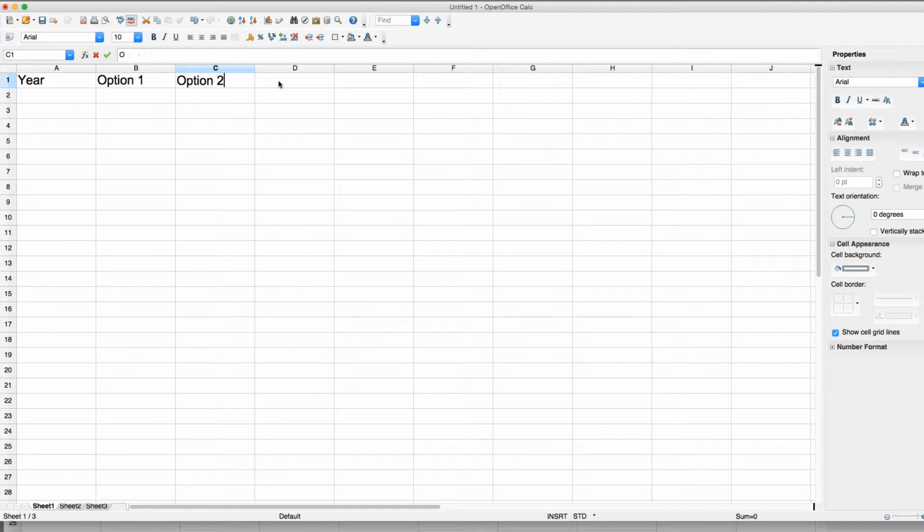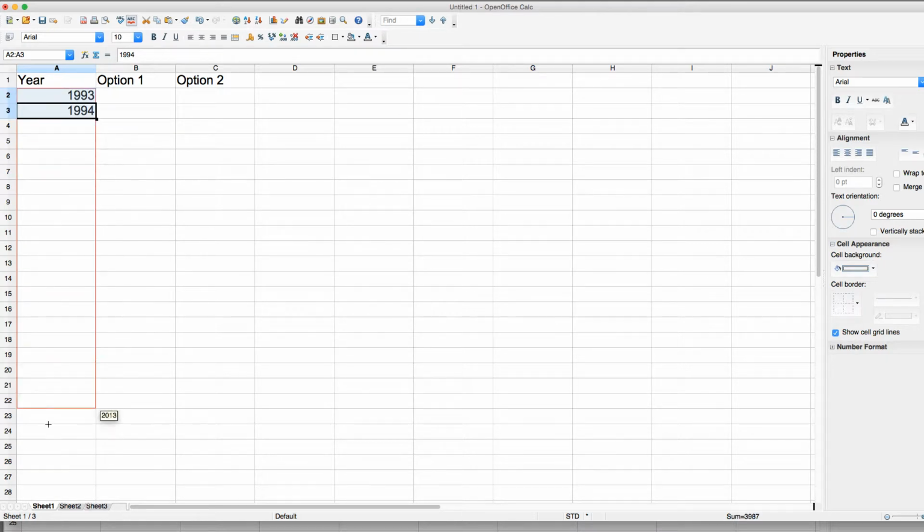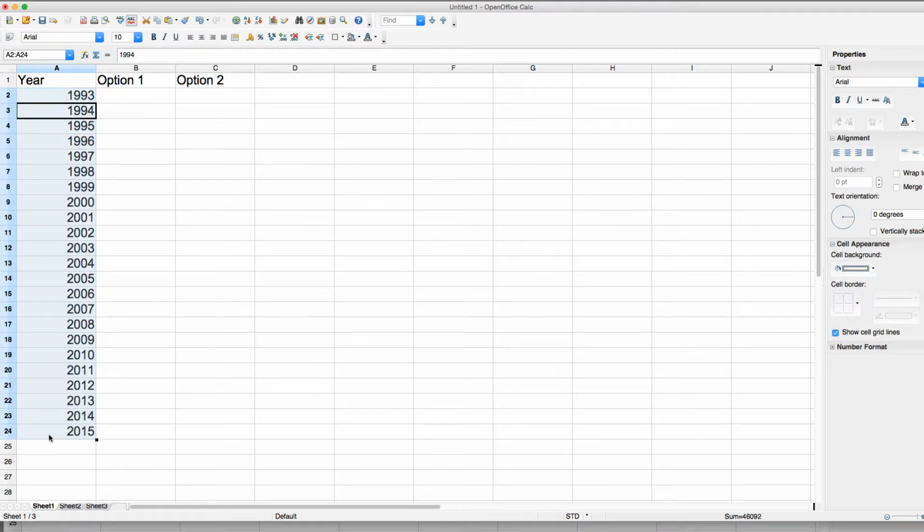And the year we start is 1993. Then we go annually, 1994. We could keep doing this till we get up to where we want to get to, or we want to stop, or we can replicate it, grab the handle. I'm going to look at 2015 because we're there. And let's see what we've got. For option 1, it was 19.